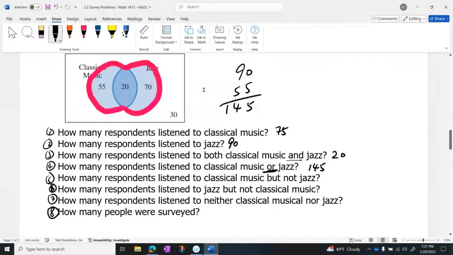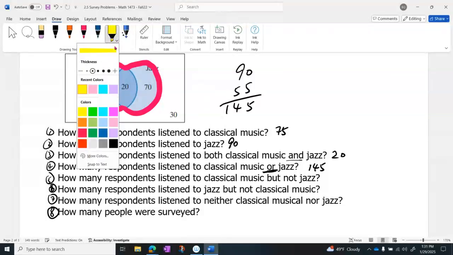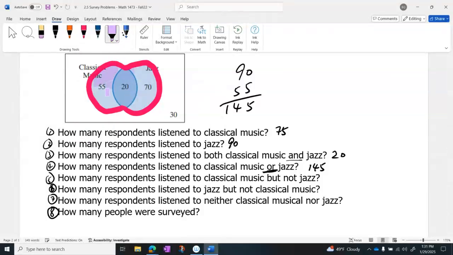So the whole region is A or B, okay? Not just 55 and 70. If you only consider 55 and 70, and you are talking about the set that includes all the elements, all the respondents only listen to one of the two types of music. Only listen to exactly one type of music. Only listen to classical or only listen to jazz. But we have 20 people who listen to both.